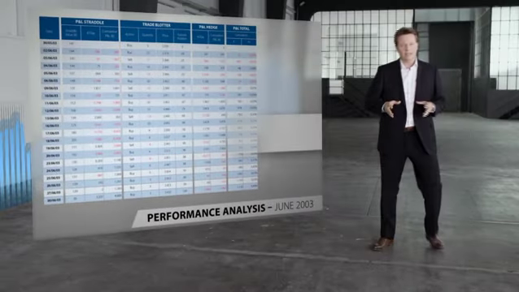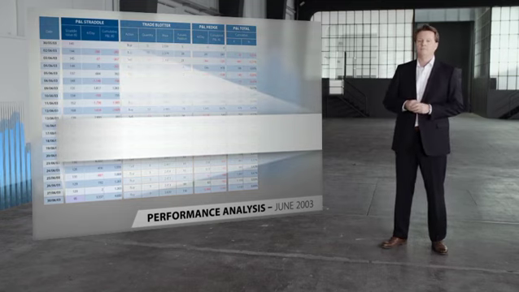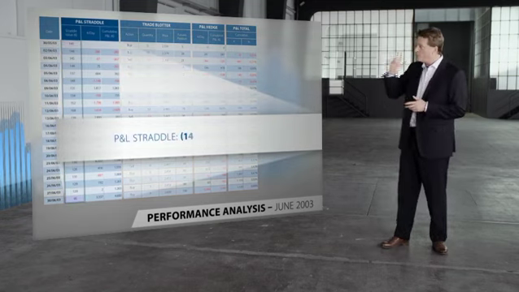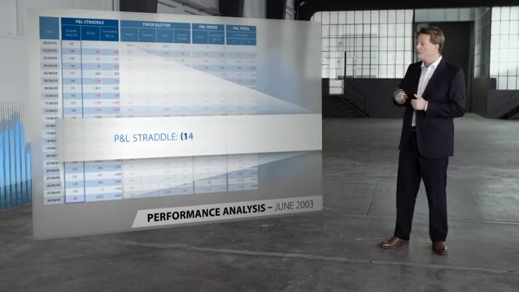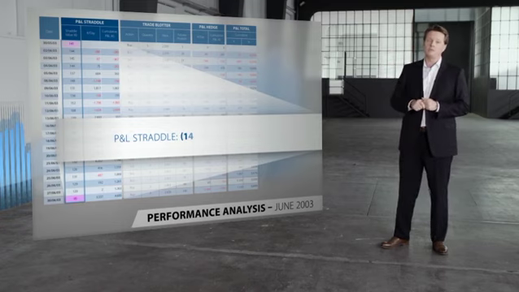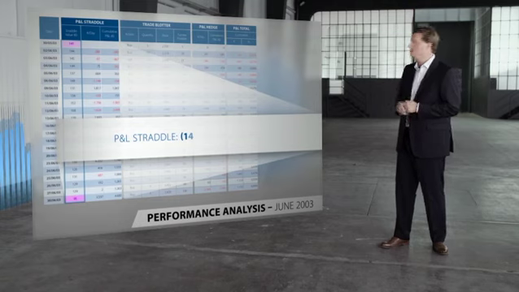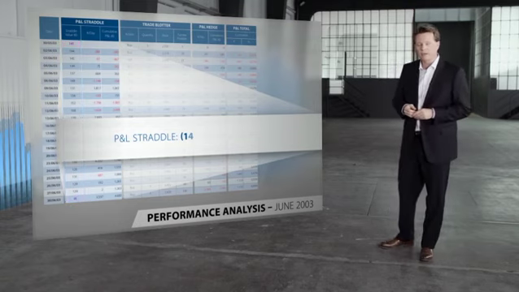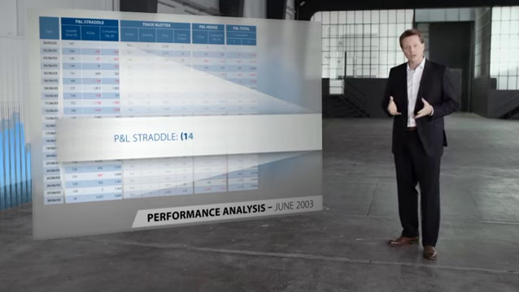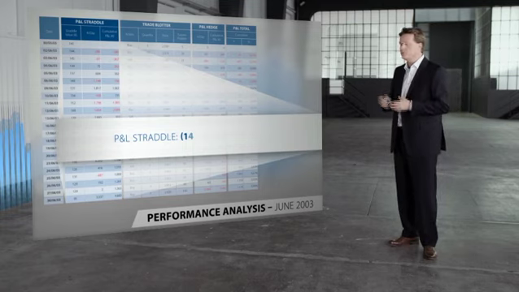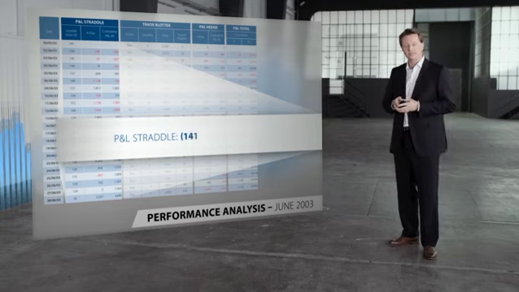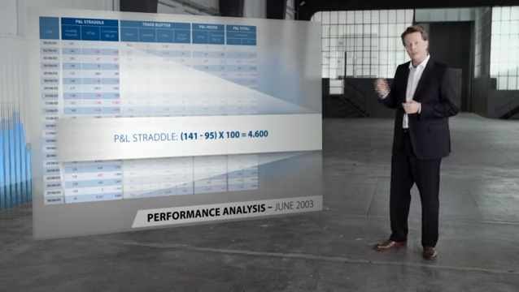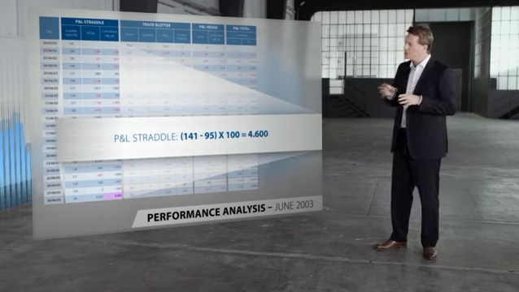The first part of this analysis is trivial. We have to look at the value change we incurred in the straddle position. We sold the straddle for 141 and at expiry it was worth 95. Why 95? Well, the call actually went into the money and expired with an intrinsic value of 95. The put expired worthless. As we sold 100 straddles, we are earning 100 times the difference of 141 to 95, which is 46 per straddle or 4,600 euro in total.